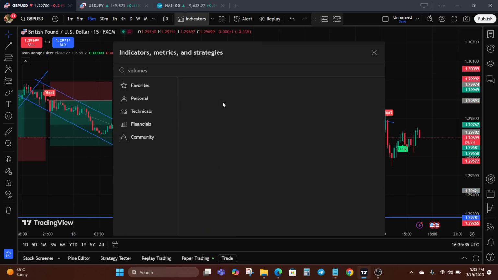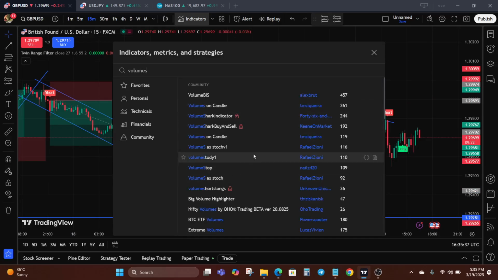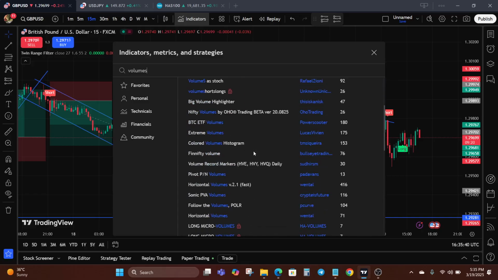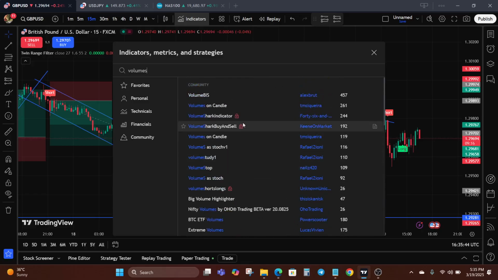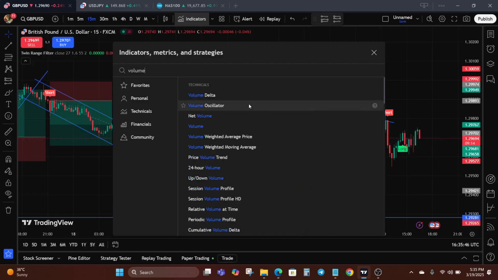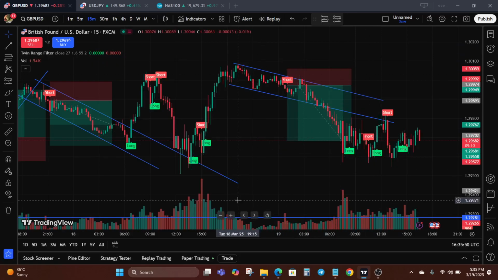I'm looking for something that aligns with, let's see. I was looking for volume S. I thought volume S was somewhere around here, right? But I can't seem to find it right now. Okay, let's try this out. Yeah, because we want to be looking for increase in volume.